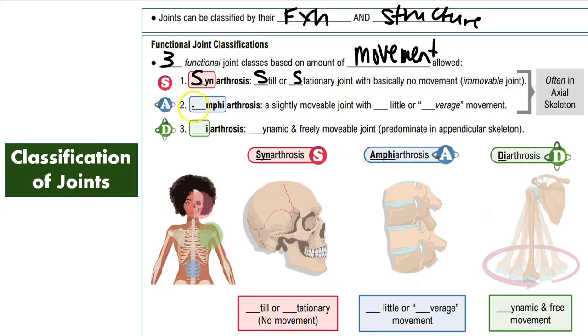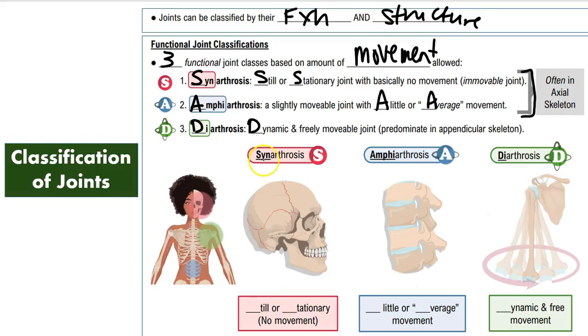But then let's go into amphiarthrosis, and that's a slightly movable joint with a little or average movement. And both of these are often going to be seen in the axial skeleton, but not always. But if you're thinking of in general, they're often going to be in axial. Then we have diarthroses, which are going to be dynamic and freely movable joints that are going to be mainly in the appendicular skeleton.